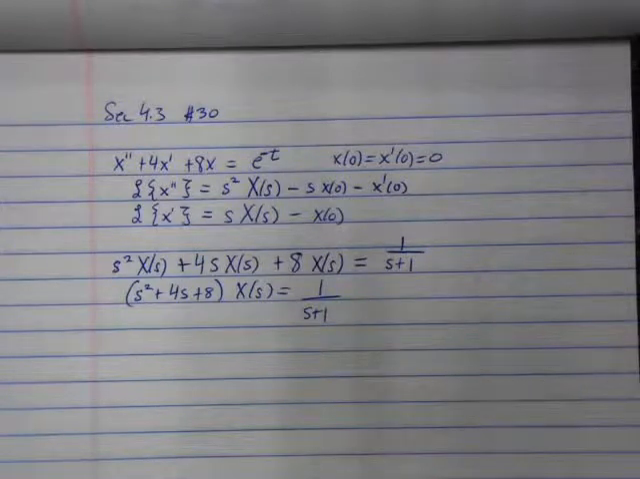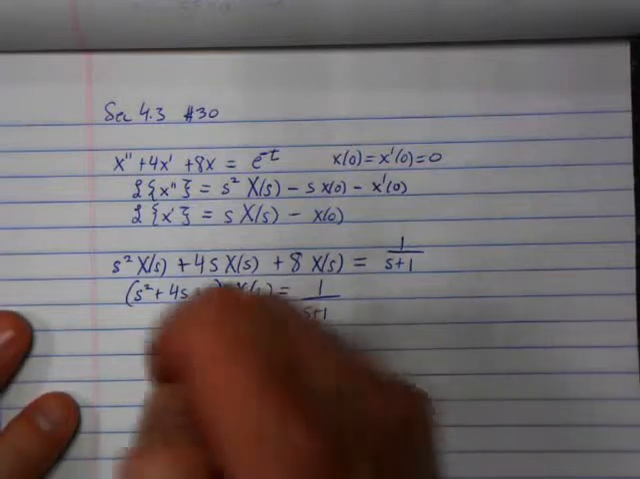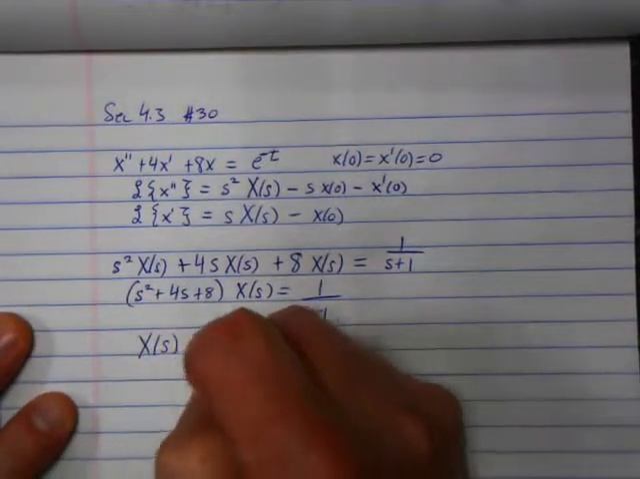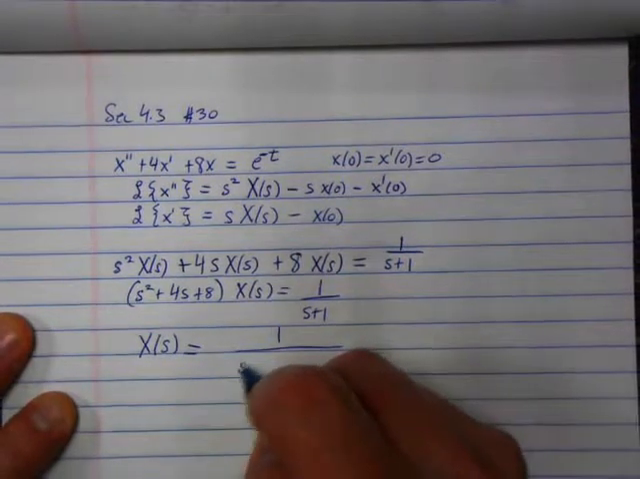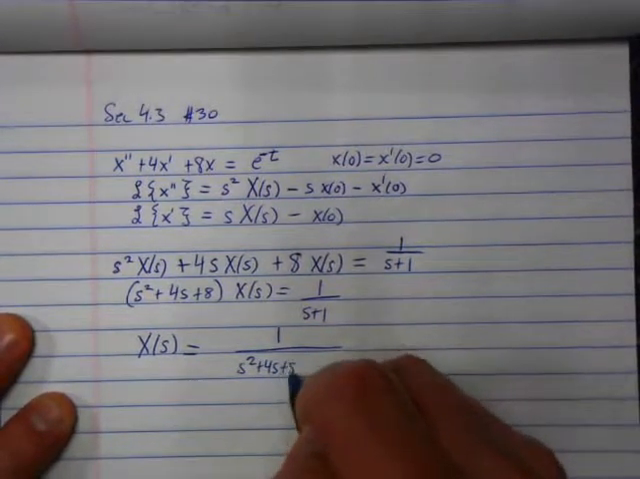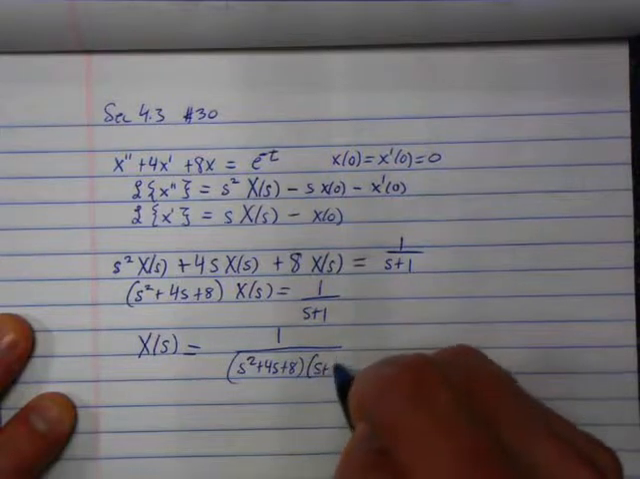The bad news is, and it's worse than that, the bad news is s squared plus 4s plus 8 doesn't factor. It does if you use imaginary numbers, that's correct. But when I say factor, I mean factor over the reals. Everything factors over the complex numbers. We're only dealing with the real world most of the time in this class. So X of s is 1 over s squared plus 4s plus 8 times s plus 1.